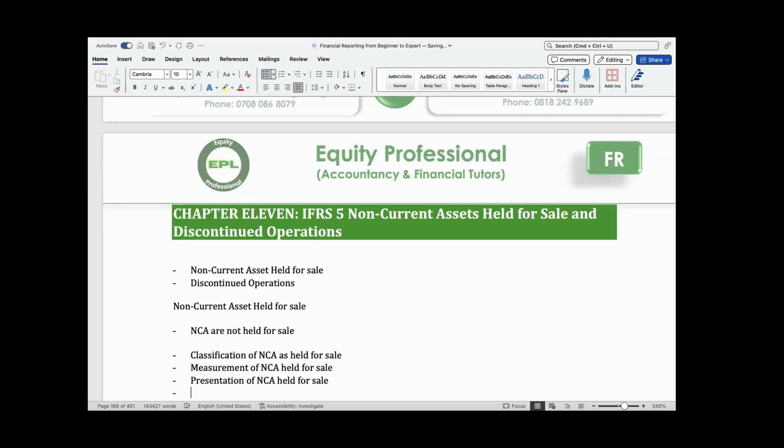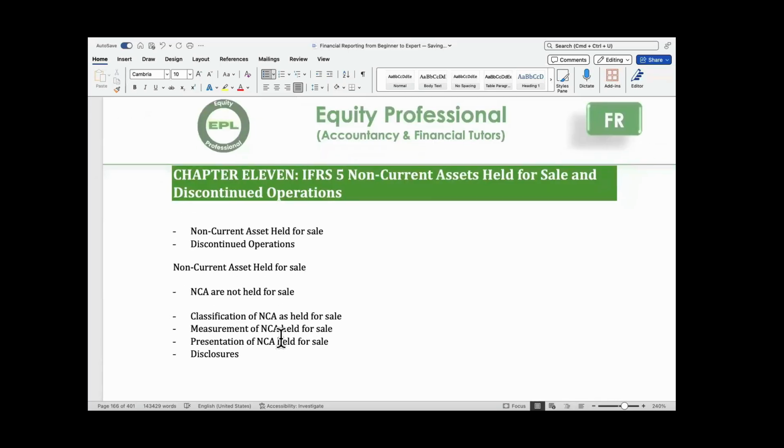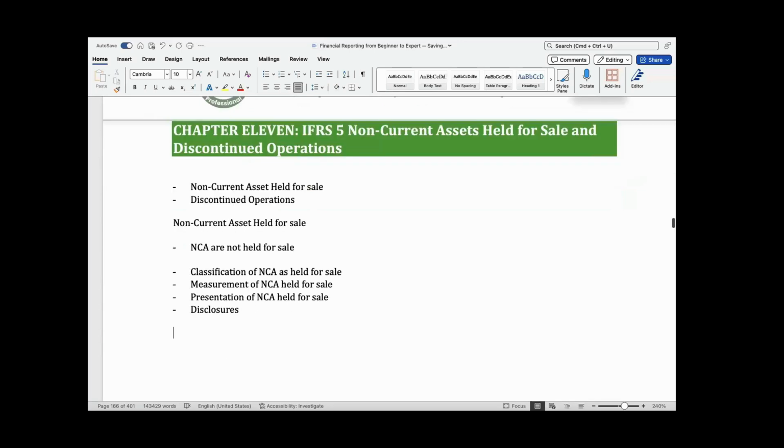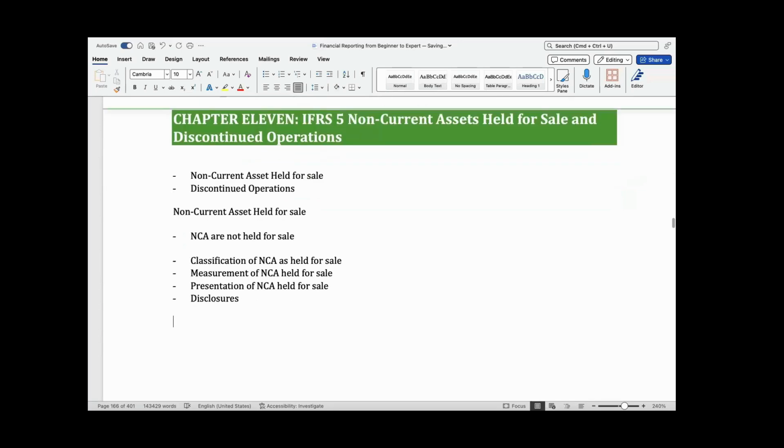And finally is disclosures. So all these four headings should not take me so long to cover. It's something I would teach you within 15 minutes, these four headings. And if you have any questions, please don't hesitate to ask at any point in time. So the first here is classification.